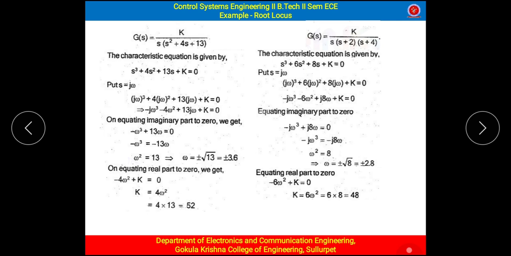Similarly, for the second example, we write the characteristic equation, then substitute s equal to j omega, then take the imaginary part of the equation and make it equal to 0 and calculate omega, which gives the intersection point between the root locus branch and the imaginary axis. Then take the real part, make it equal to 0, and calculate the gain. So 48 is the maximum gain for the second system.